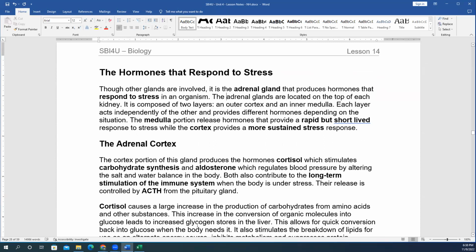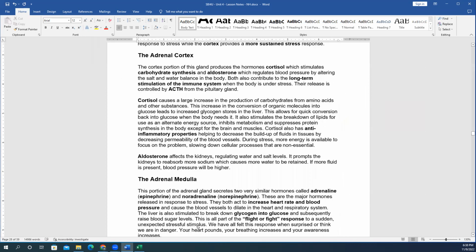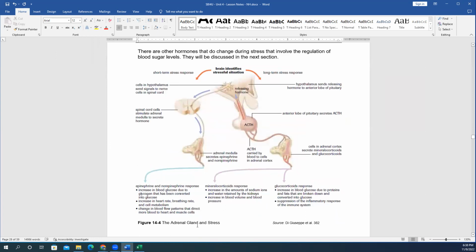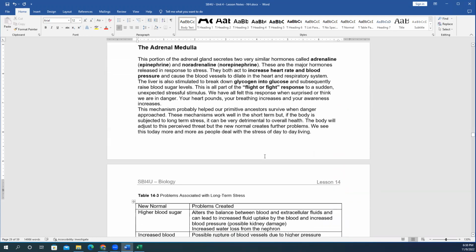So adrenal glands have two layers. One is their outer cortex, and then there's the inner medulla. And do I have a picture of that? Yes, I do, right here. So here you can see there's the adrenal medulla, and then there's the adrenal cortex, the outer layer over here.